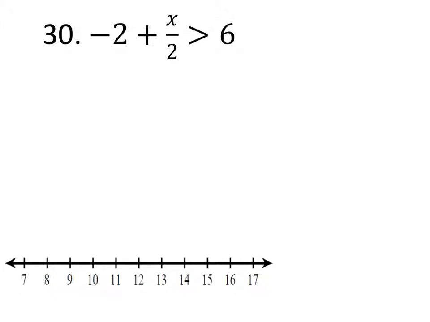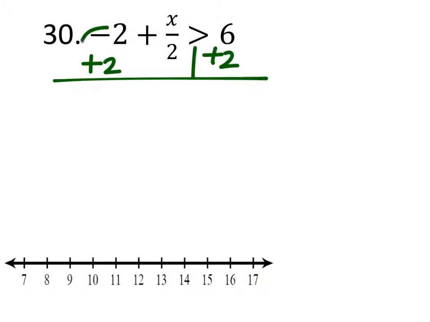Alright, for this one, we got to get rid of that negative 2 right there. So, I'm going to start by adding 2 to both sides of the inequality. And negative 2 plus 2, that's going to zero out. So we're left with x over 2 is greater than 6 plus 2 is 8.